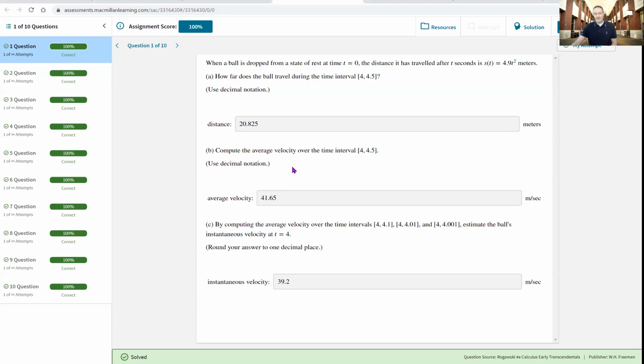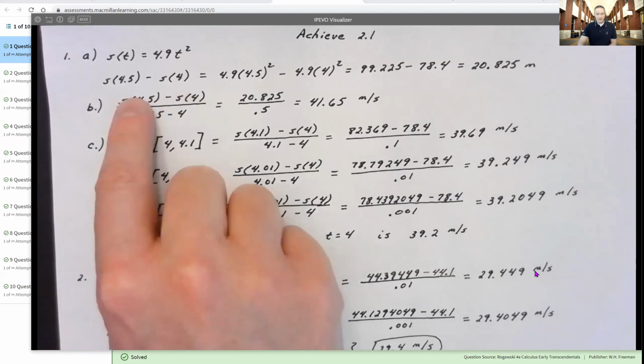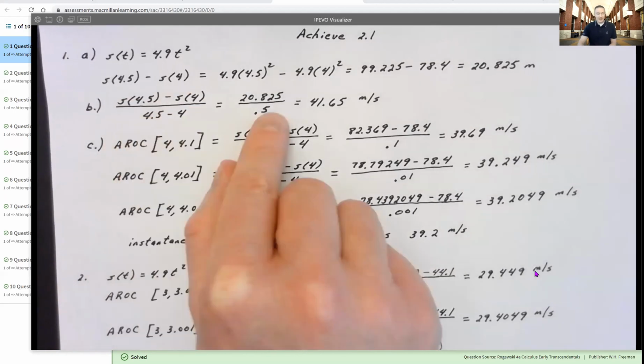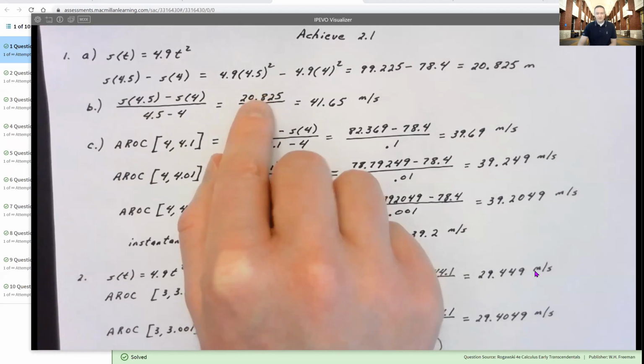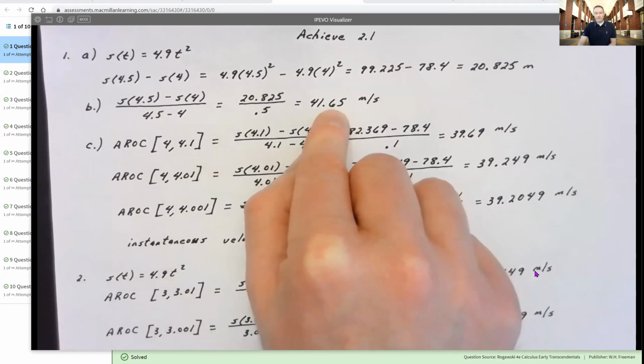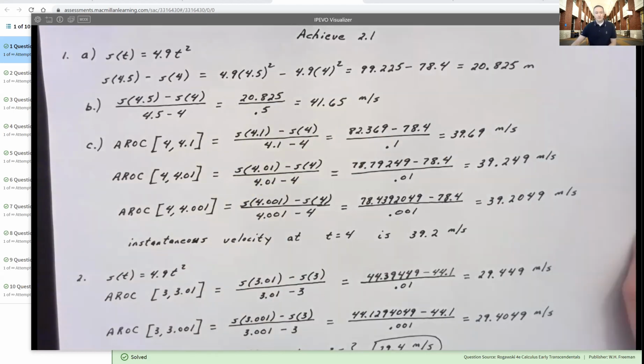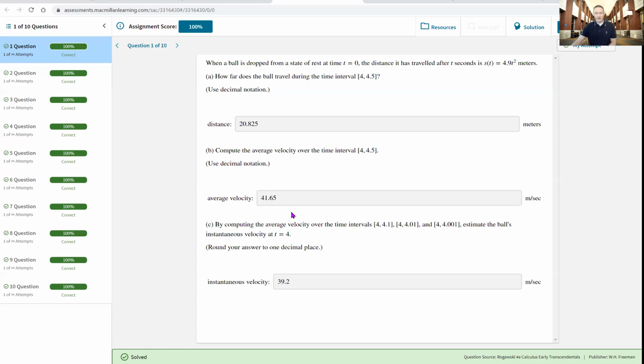Now it's asking me to find the average velocity over the time period between 4 and 4.5. Okay, so for that, all I did is I went into my formula and I said, well, the average velocity is just distance divided by time. So I can say, well, I know the distance traveled was what I just found. The time elapsed is only a half of a second. So if you're traveling 20.825 meters in a half of a second, then you're traveling at an average rate of 41.65 meters per second over that half second time period. So that's what I entered in for my second answer there.